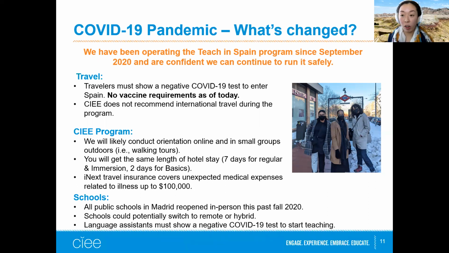Spain is requiring that all international travelers show a negative COVID test to enter the country. As of today, there are no vaccine requirements. We don't know if or how that will change in the coming months. It's difficult to predict, but should anything change, we'll let you know. And we don't recommend that you travel internationally during this program. We fully support traveling within Spain during your year, but try to limit international travel. As far as our program is concerned, our orientation has been really different.